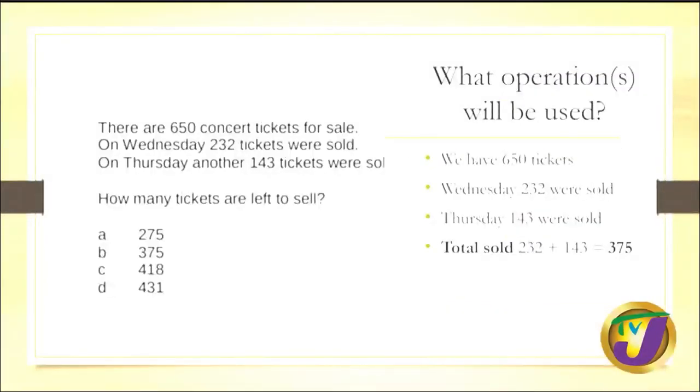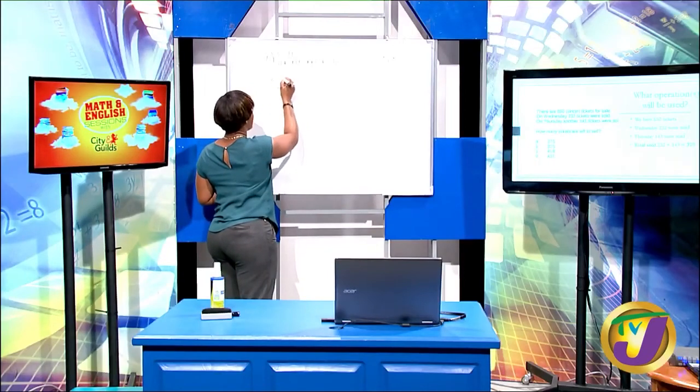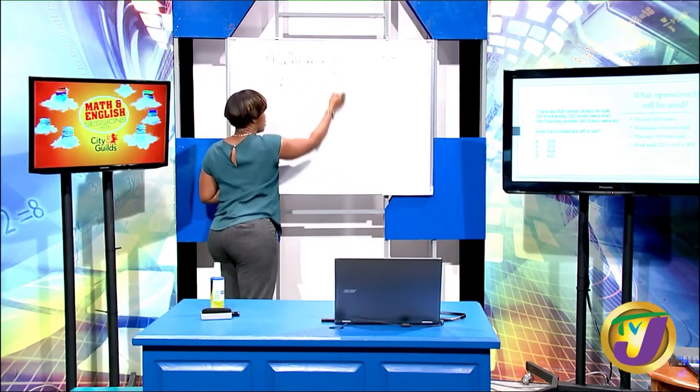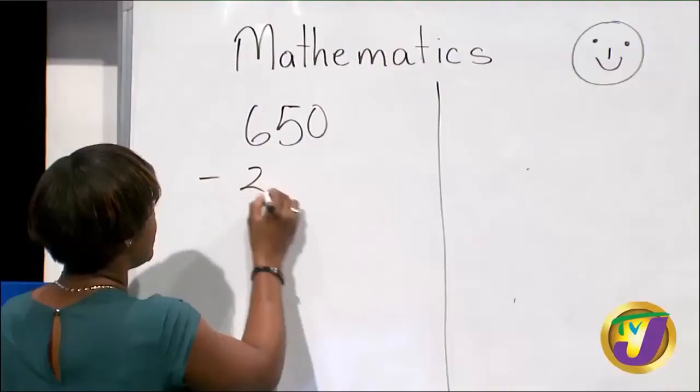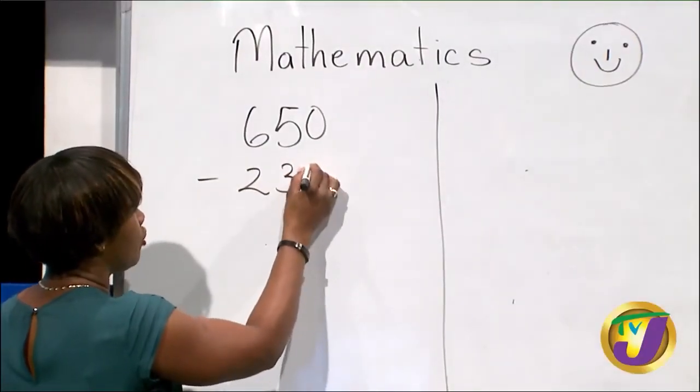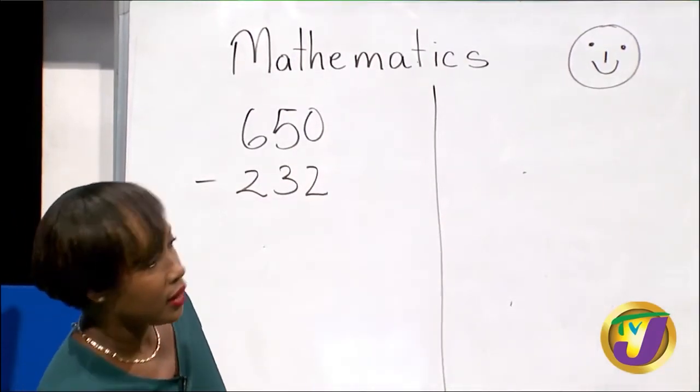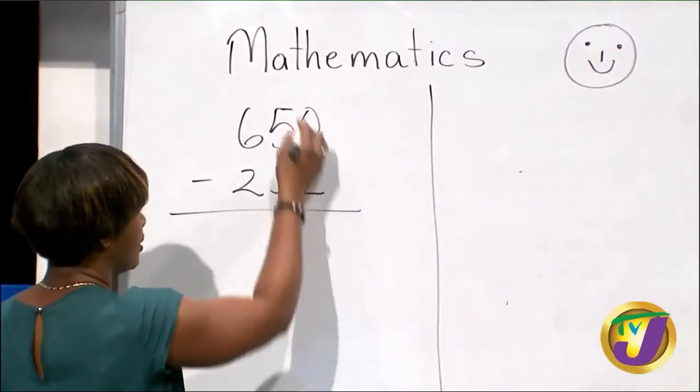All right. So I want to just show you a little bit because I want you guys to remember that when you're adding, you need to just make sure that your numbers line up. This is a simple one, but let's just do it on the board anyway. So you have 650 to start with. Now there are two ways you could do this. You could take away Wednesday's tickets from it. So Wednesday's tickets were 232. Was that correct? Yes. So you're taking away Wednesday's tickets.